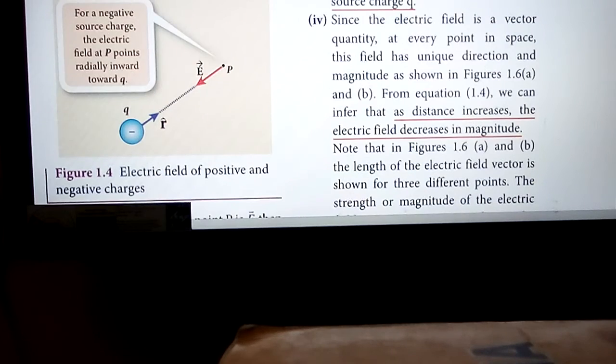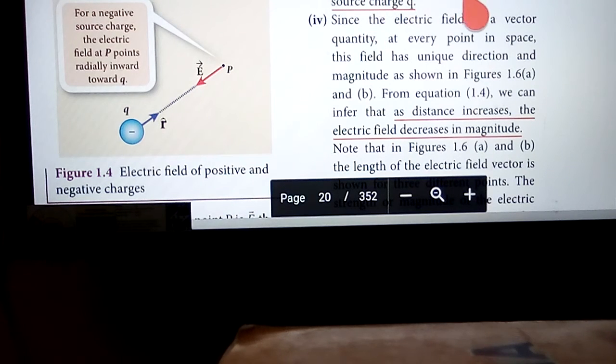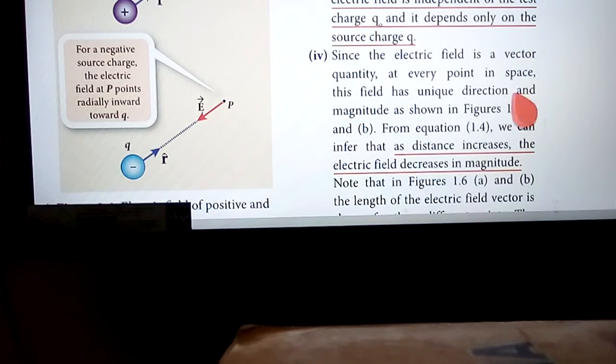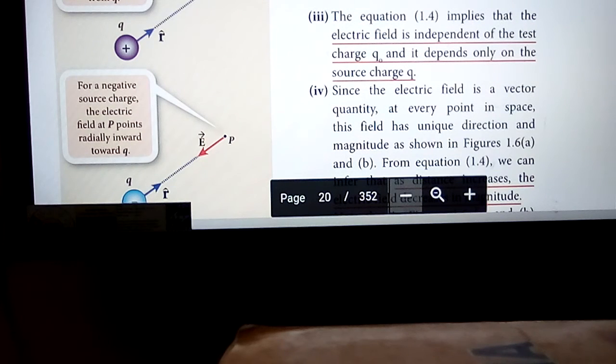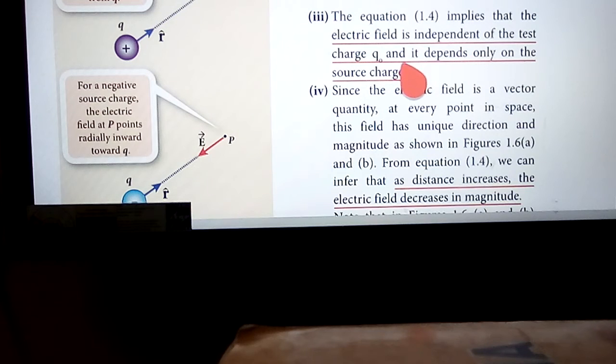And here the next point is that the electric field is independent of the test charge Q0 and depends only on the source charge Q. Over here the equation is F is equal to Q0 times E. By seeing that expression, we can conclude that the electric field will be independent of the test charge and it depends only on the source charge.